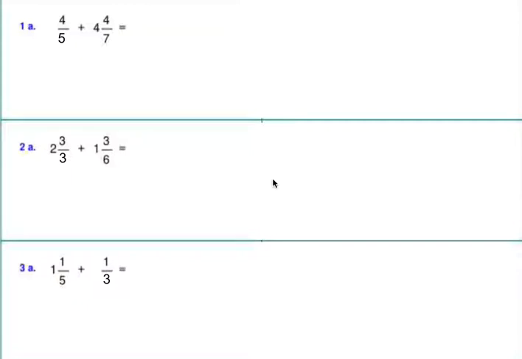Good point, Mr. Brown. Can you add the whole numbers? How many whole numbers are there in this first problem? 4. So that's it. It's just 4.